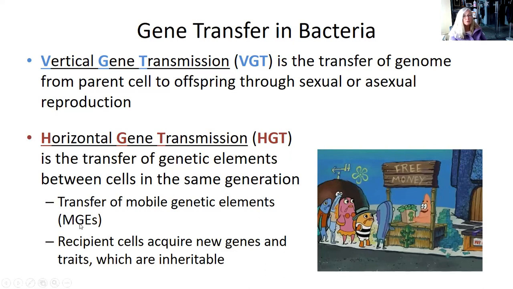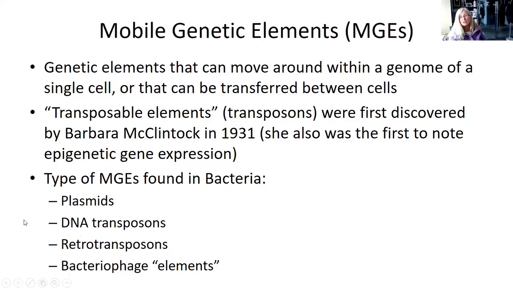So let's do a close up on these MGEs, mobile genetic elements. They're mobile because they can move around within a genome, right? Something in the genome of one E. coli could get up and move to another place in that genome, or they can be transferred between cells. And there are several mechanisms that cells can use for that.